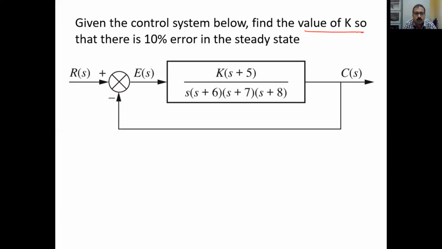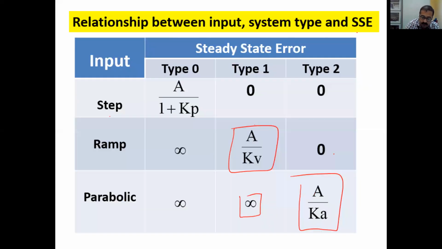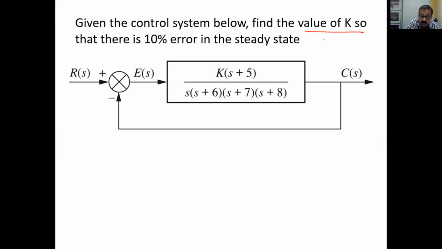Step input? No, because if you give a step input to a type 1 system, what is your error? If you give a step input to a type 1 system, the error is 0. Okay, it is a non-zero error. You are asked to find K so that there is 10% error. So there should be some finite steady state error. Means what? The input should be a ramp input or a parabolic input. So R of s must be 1 by s square. Okay.